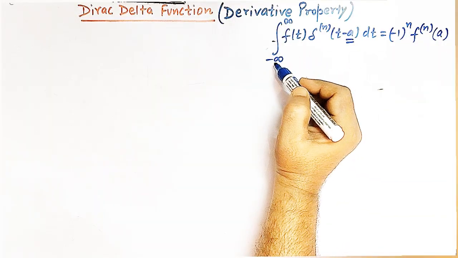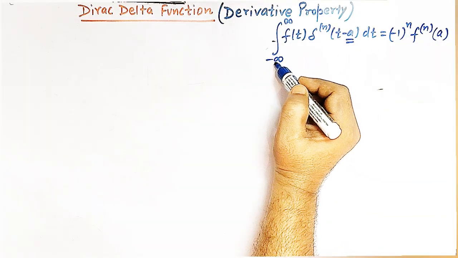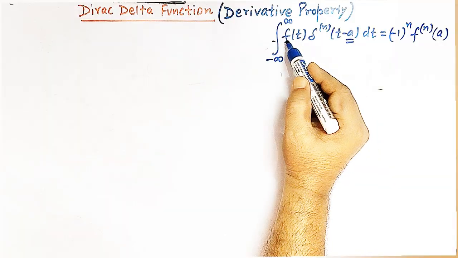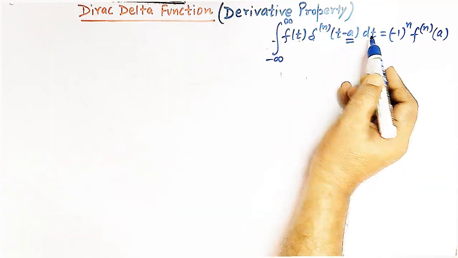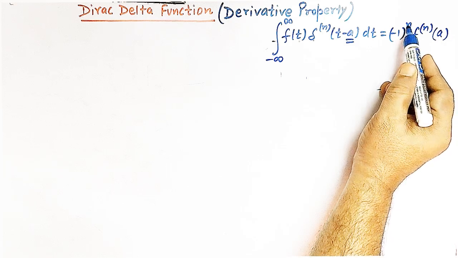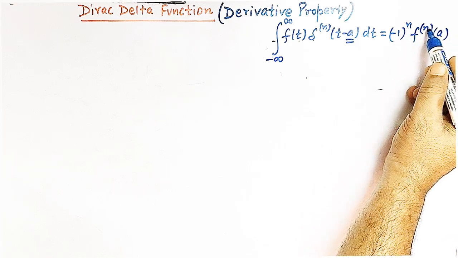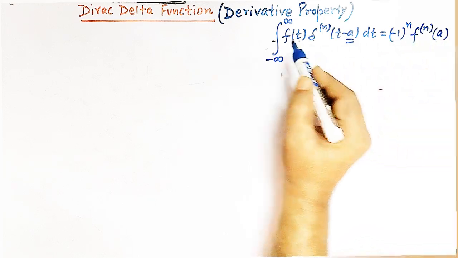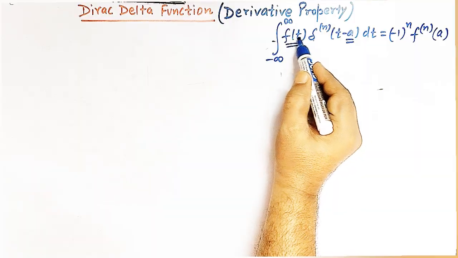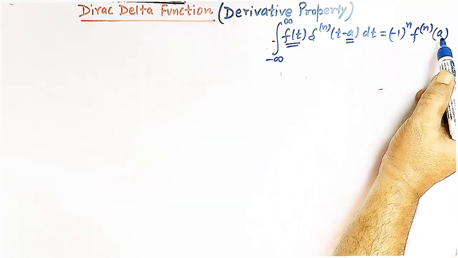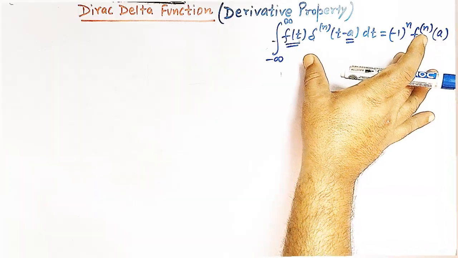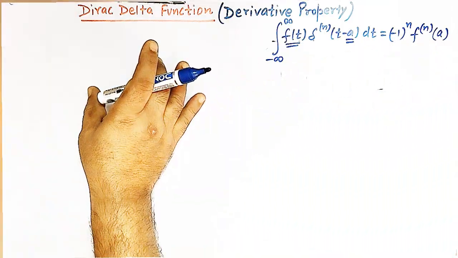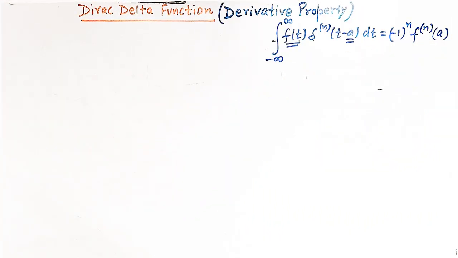So the value of the integral from minus infinity to infinity of f of t delta n of t minus a dt is given by minus 1 raised to n, times the nth derivative of this arbitrary function f of t at t equal to a. So using this property, we are going to discuss the problems.